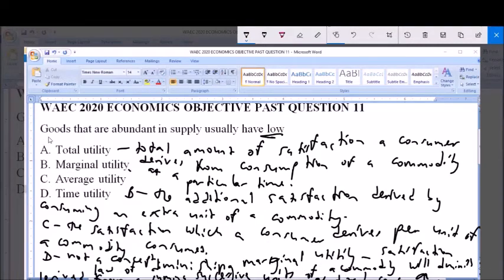So goods that are abundant in supply are goods that are plenty, so such that you can consume successive units of that particular good or that particular commodity, and based on this law, the marginal utility will reduce. So option B, low marginal utility, is the correct answer to this question.